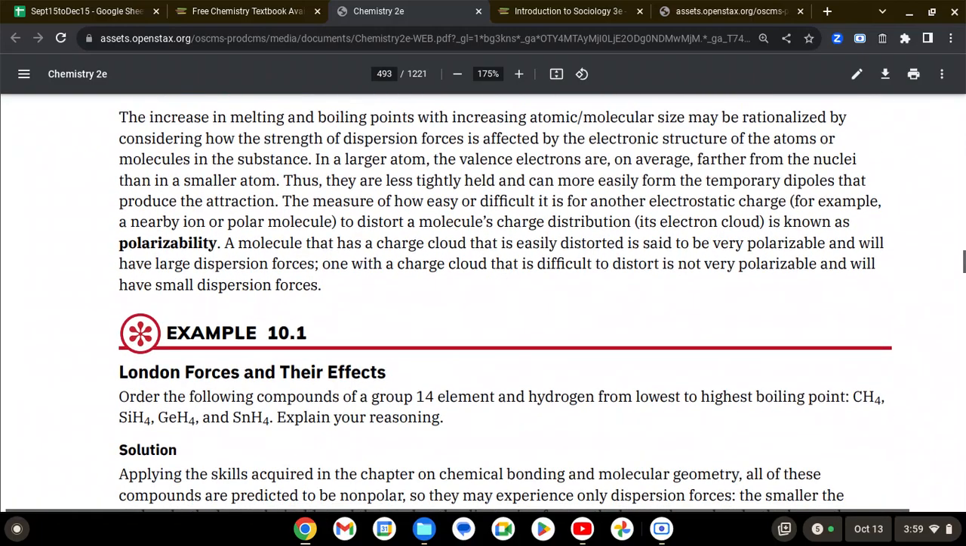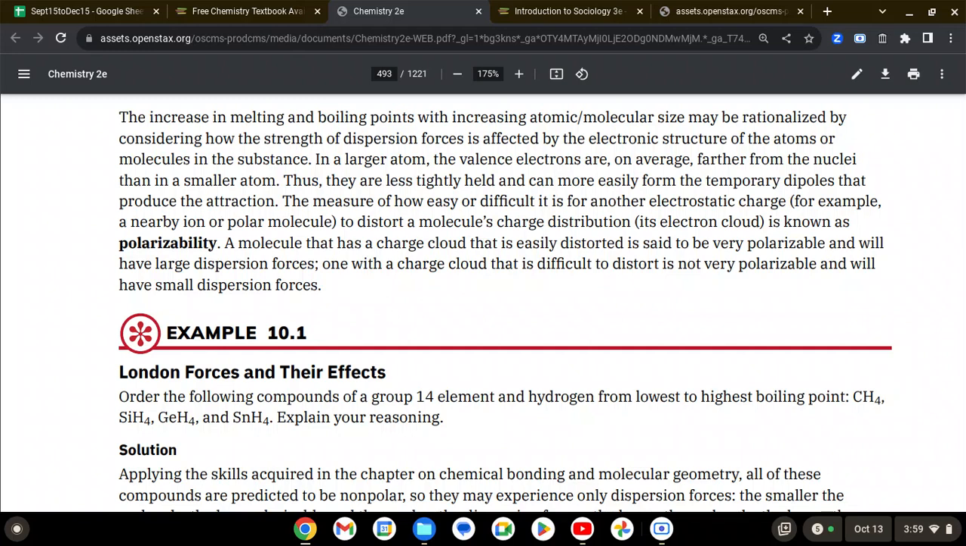The increase in melting points with increasing atomic or molecular size may be rationalized by considering how the strength of dispersion forces is affected by the electronic structure of the atoms or molecules in the substance. In a large atom, the valence electrons are, on average, farther from the nuclei than in a smaller atom. Thus, they are less tightly held and can more easily form the temporary dipoles that produce the attraction. The measure of how easy or difficult it is for another electrostatic charge, for example, a nearby ion or polar molecule, to distort a molecule's charge distribution, is known as polarizability.